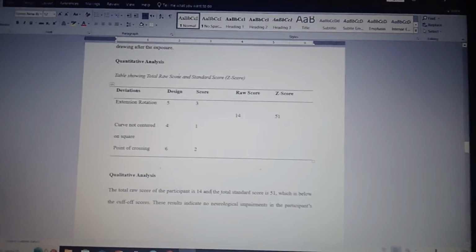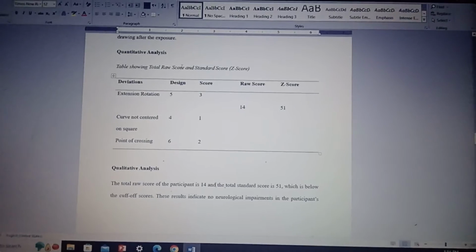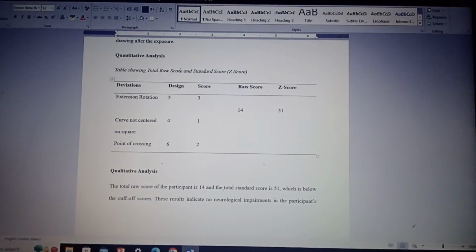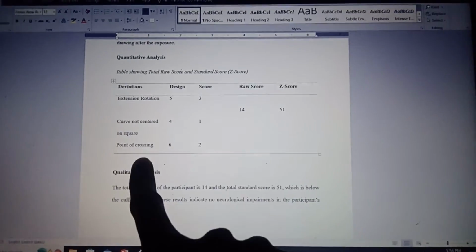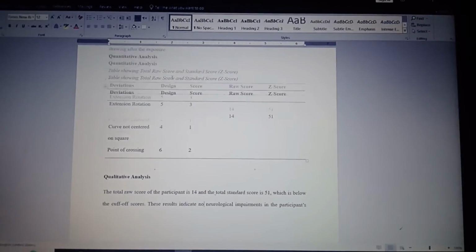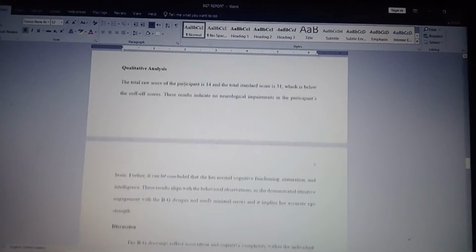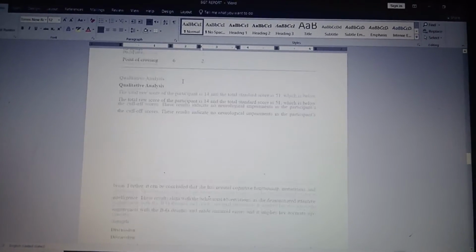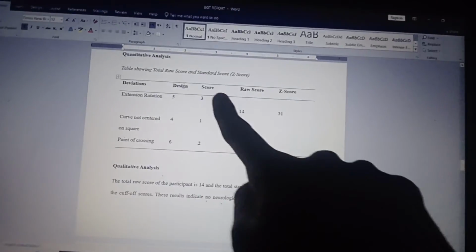It will vary from test to test, like it is BGT, Bender Gestalt test. So here is the analysis. And then we will write the qualitative analysis. We will just write this interpretation in lines here in the qualitative analysis.